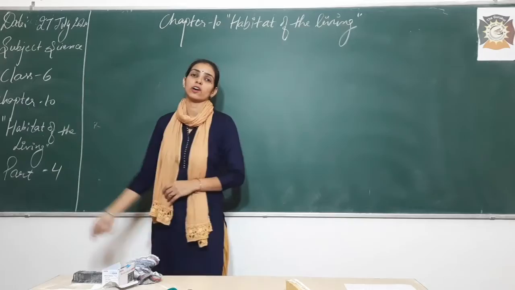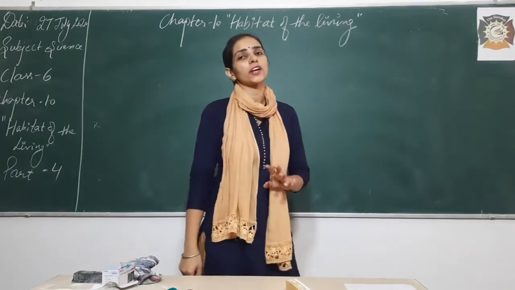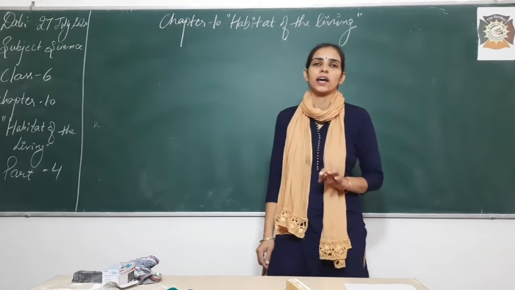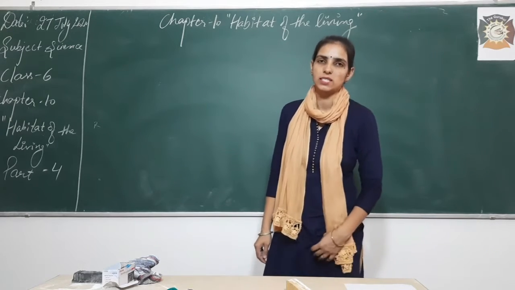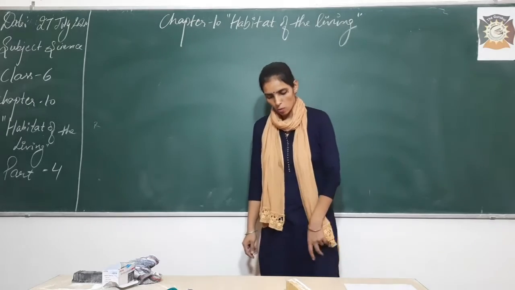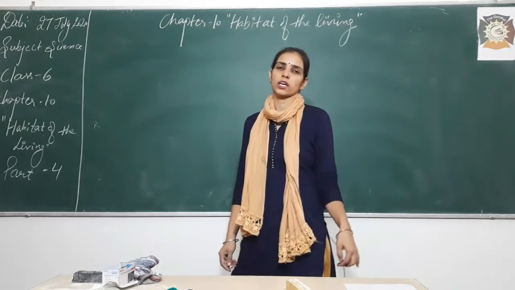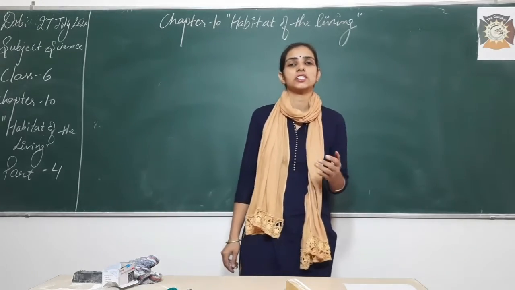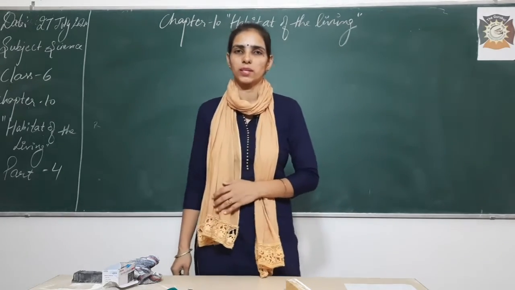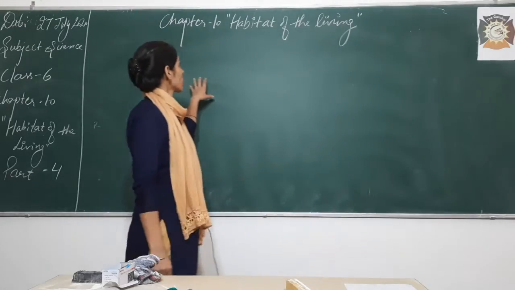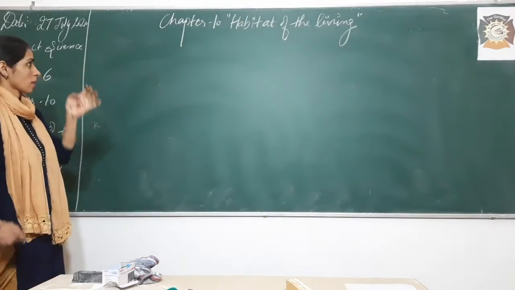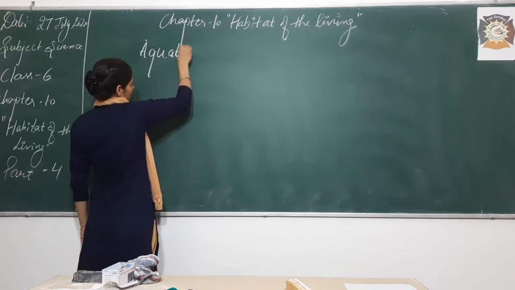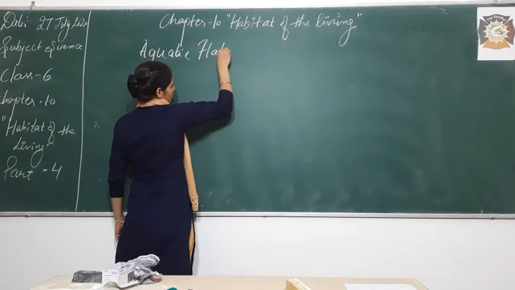Today again we will do the remaining part of this chapter, that is part 4 of the chapter Habitat of the Living. Actually just one topic is left from this chapter, that is aquatic plants and aquatic habitat, in which we will discuss aquatic plants and animals which can survive in water, under the water, and the adaptations which they follow because of which they are able to survive over there. So with this, our last topic I'll start, that is aquatic habitat.